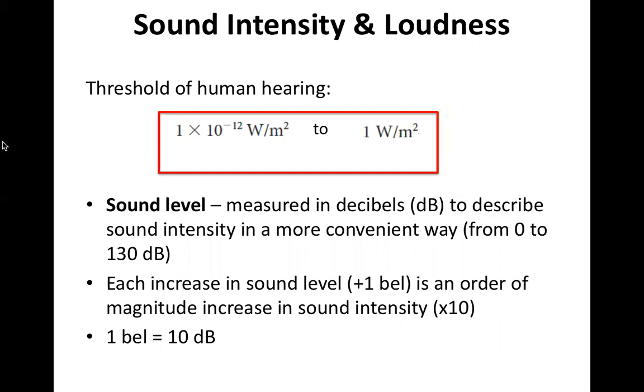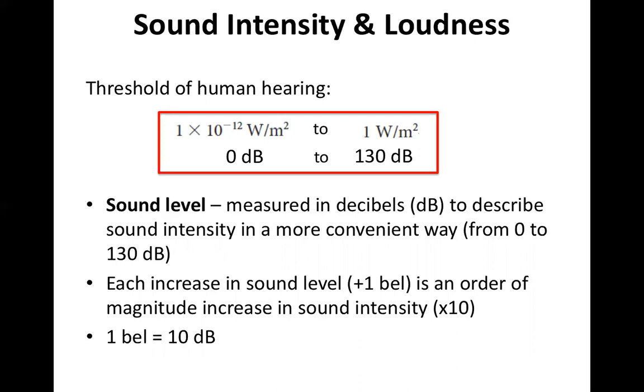So instead of saying the range of human hearing is 1 times 10 to the minus 12 watts per meter squared to 1 watt per meter squared, there is a new scale called the decibel scale. It's the sound level, measured in decibels, to describe the sound intensity in a more convenient way, from 0 to 130 decibels.